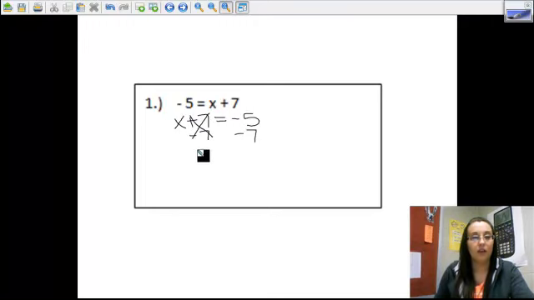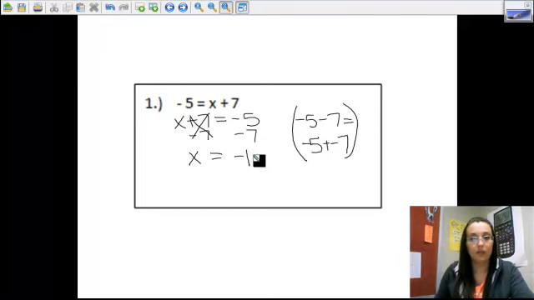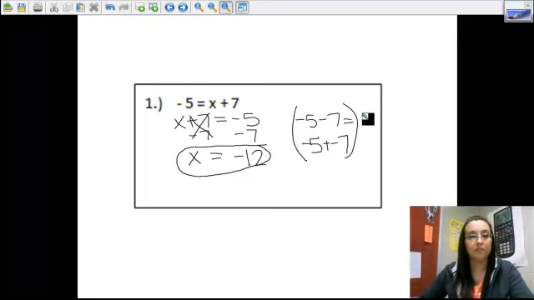Now undo it, and you'll be left with x equals negative 5 minus 7. Remember, as a side note, negative 5 minus 7 is the same thing as negative 5 plus negative 7, so that equals negative 12. So x equals negative 12. And when you're working on solving equations, I'd like you to not only write your steps, but also give me a circle around your answer, just so it's easier to find.